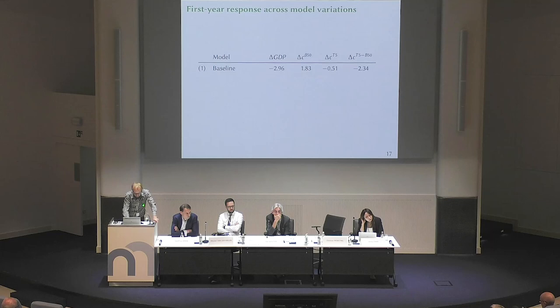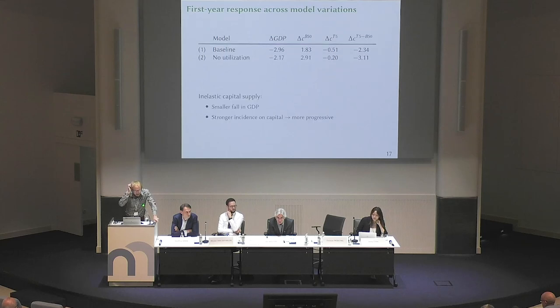Okay, in the last 2.5 minutes, let me look at a few model variations to show you the key features of the model. So here I show you the first year response of GDP, the first year response of consumption of the bottom half, and the consumption of the top 5%, and then the difference. So in the baseline, GDP drops by 3% in the beginning, and you see that the tax is progressive, given this last number, which is negative.